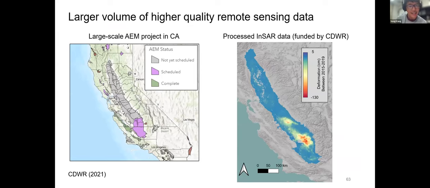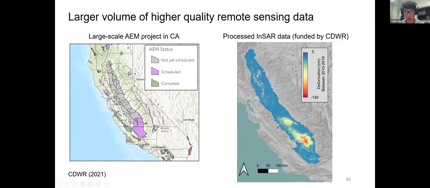And what's really exciting is that a larger volume of high quality remote sensing data is coming in the Central Valley. Today I'm just showing the Central Valley case, but in the world, there is a lot of airborne data emerging, as well as remote sensing data. In the Central Valley of California, there's a large scale AEM project basically covering the entire Central Valley. It's really exciting. So we're going to get lots of airborne data in California.